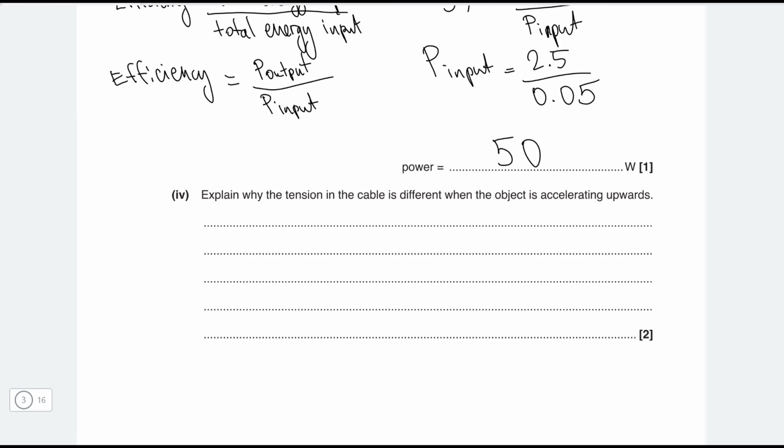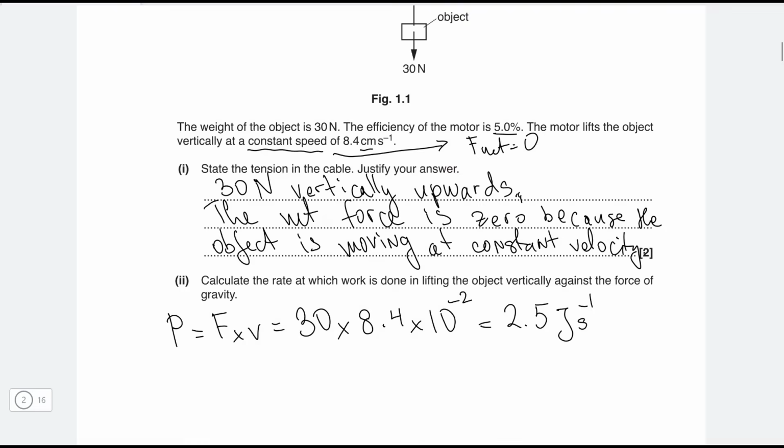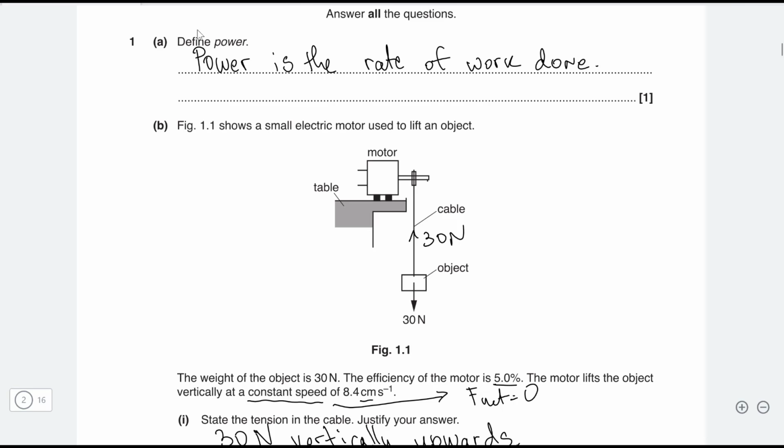And the last part of this question: explain why the tension in the cable is different when the object is accelerating upwards. So at the moment, this object is moving upwards at a constant speed. So in order for it to accelerate upwards, because remember F is equal to ma, where F is the net force, this force will now have to be bigger. So if it's greater than 30 newtons, I don't know, we could have it as low as 31 or lower, but it has to be greater than 30. It could be 40 newtons, for instance, and we're going to get some acceleration. We can calculate that if we were to know the mass.